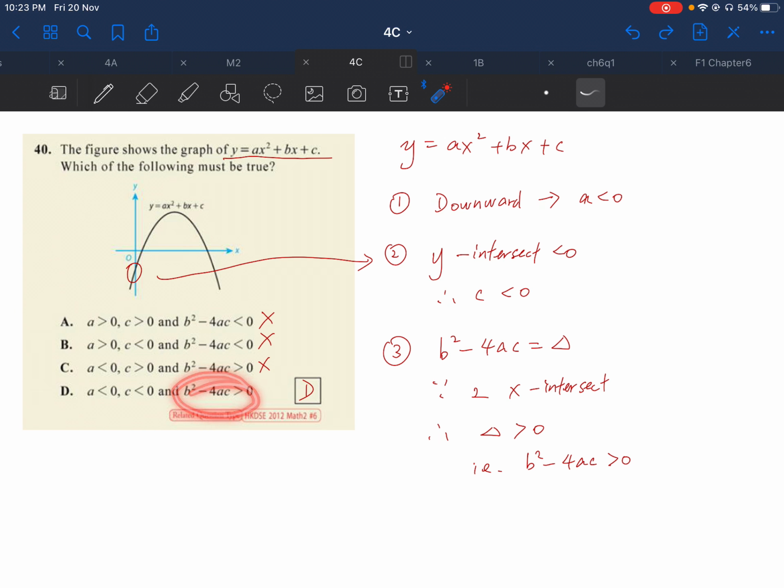You can still look at this. This is just delta. We have two intersection points, so delta must be positive. So b squared minus 4ac must be positive.